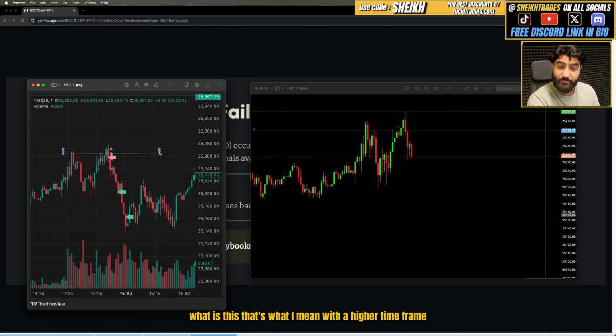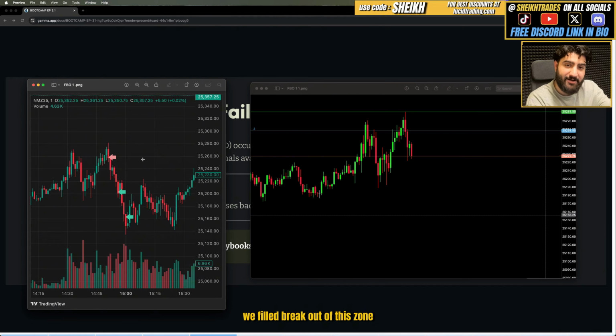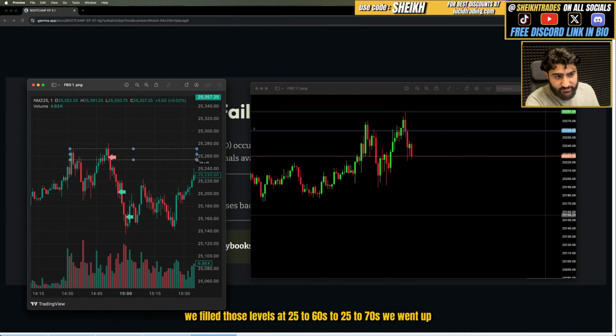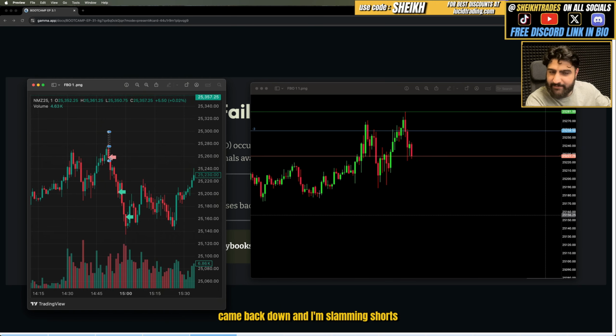That's what I mean with a higher time frame FBO. On the higher time frame, the 3-minute, the 5-minute, the 15-minute, we trapped buyers in this zone. We filled breakout of this zone. We filled those levels at 25 60s to 25 70s. We went up, came back down, and I'm slamming shorts.